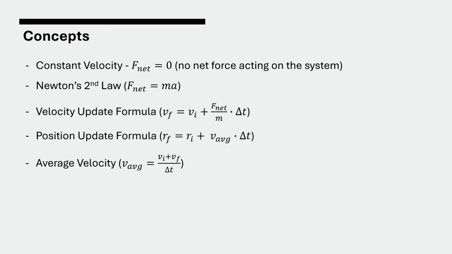And then the position update formula: final position equals initial position plus average velocity times change in time. Since the average velocity is consistent, as we move through equal time increments, the position of the system, the ball, or the object should be moving with equal magnitude per equal time increment. And average velocity, which we'll talk about more later in the video, is initial velocity plus final velocity over change in time.